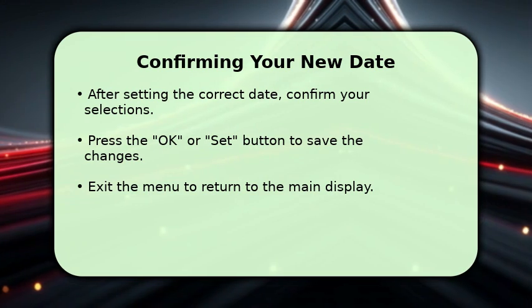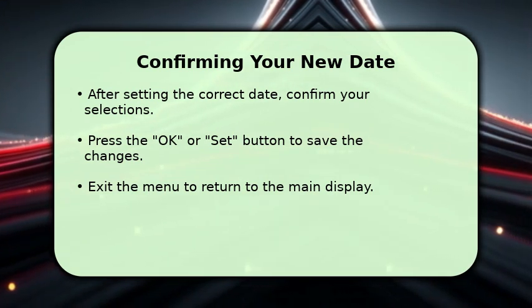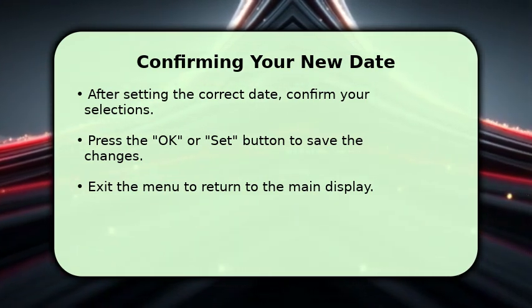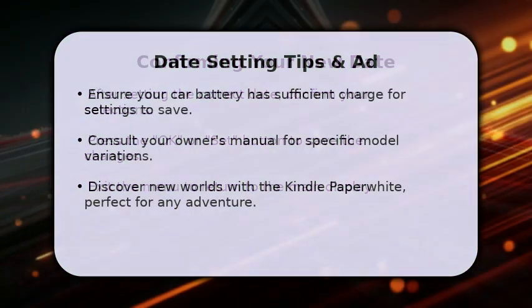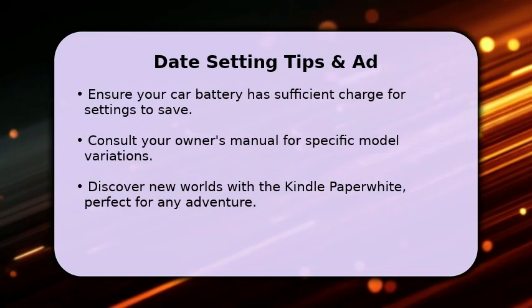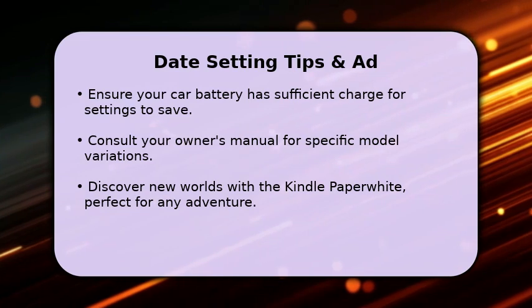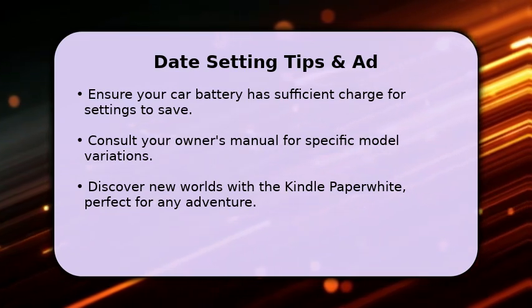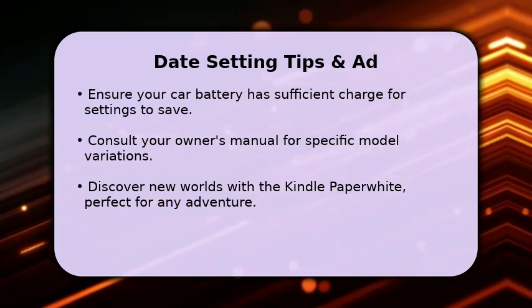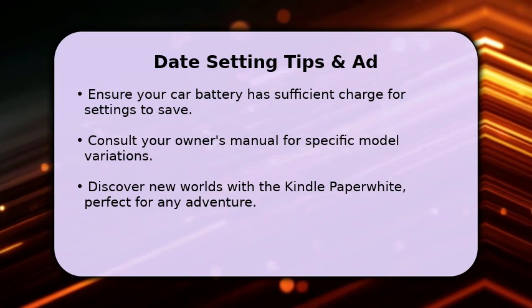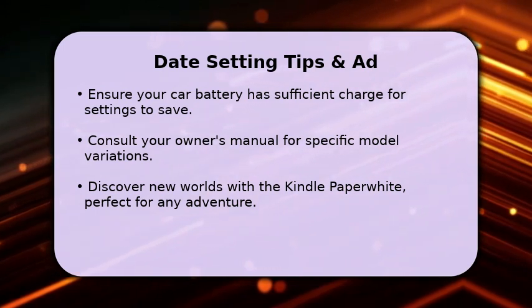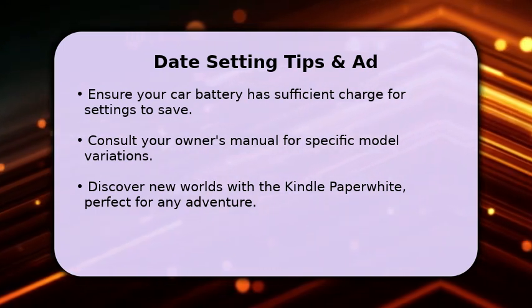Finally, exit the menu to return to your regular display, and your date should now be correctly updated. If your date doesn't save, check your car's battery. A low charge can sometimes affect system memory. Always refer to your Passat B6 owner's manual for any model-specific instructions, as button layouts can vary slightly.